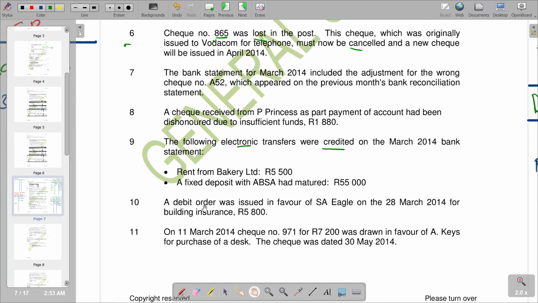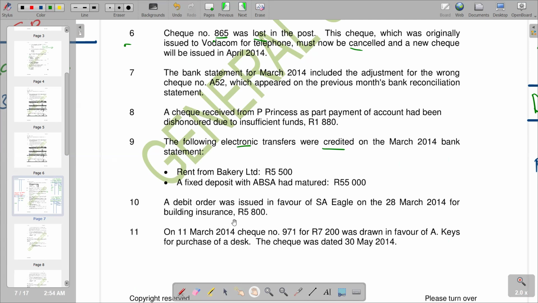But with a debit order, what is being debited is the bank statement. And if we are debiting the bank statement, it means in our books, in the ledger, it's going to be on the credit side of our bank account, which is our cash payment journal. So we're going to put our 5,800 in our cash payment journal, and we've got a description of SAE Group, and we know that it's insurance. So insurance is the description that we're going to put under sundry.